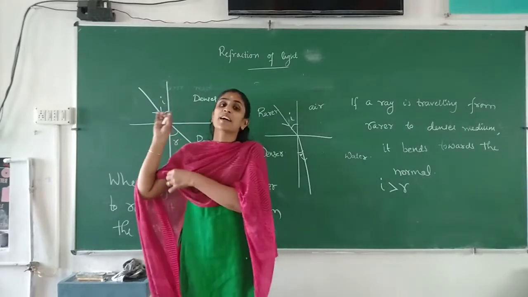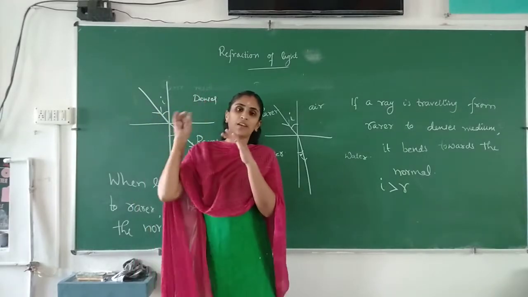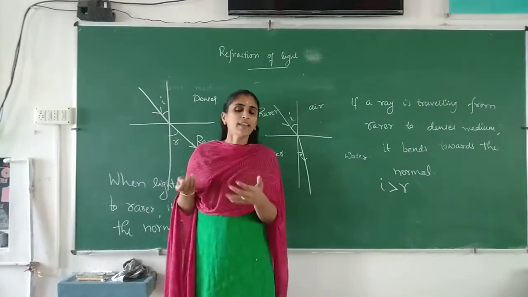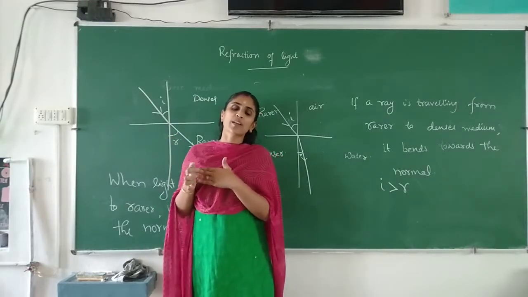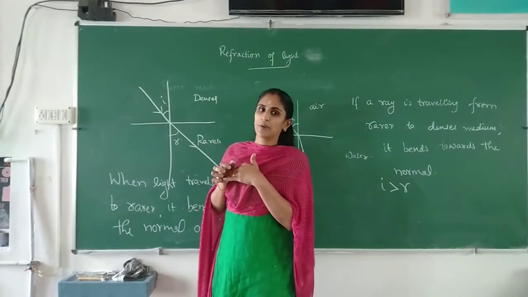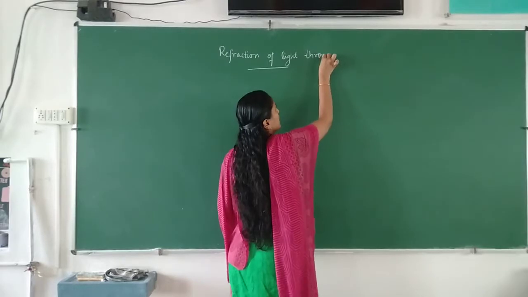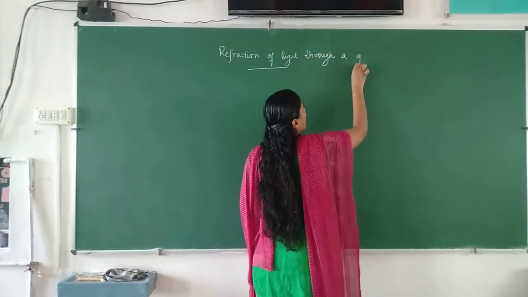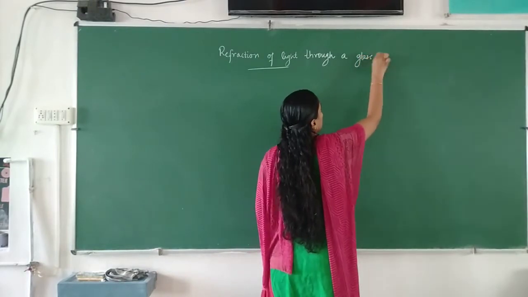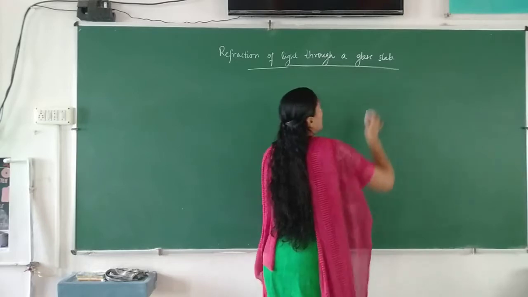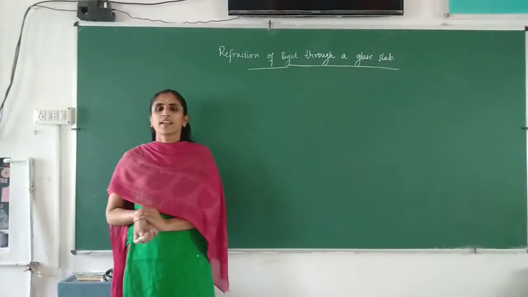So this is about refraction, when light travels from denser to rarer and rarer to denser. And now we will discuss refraction of light through a glass slab.